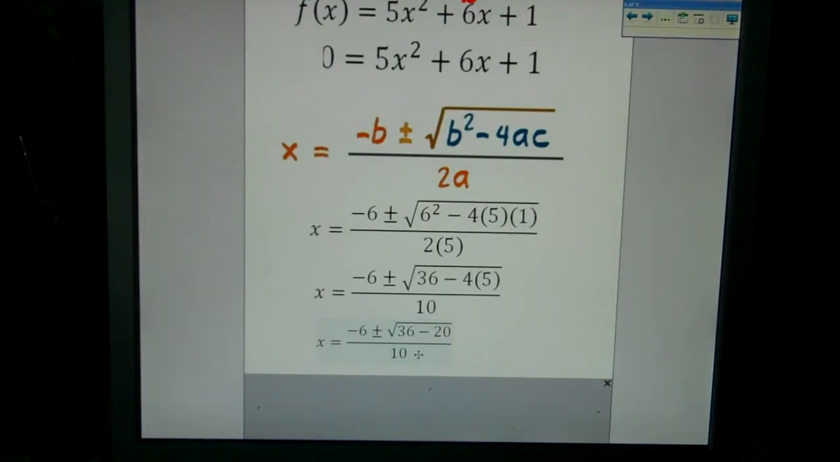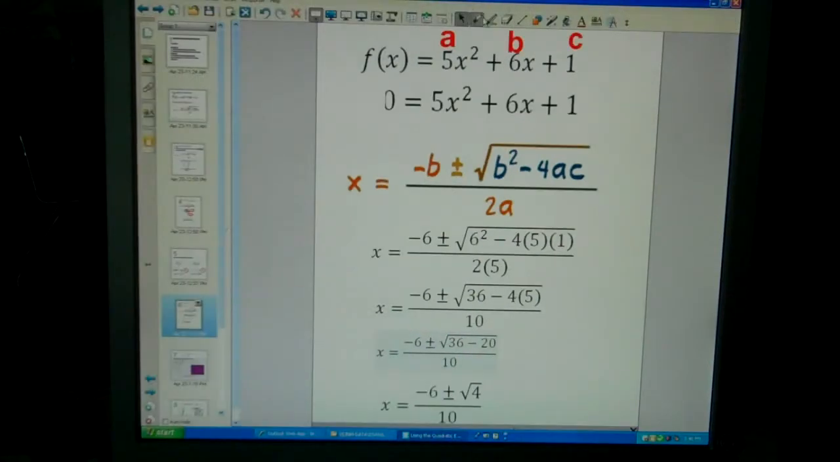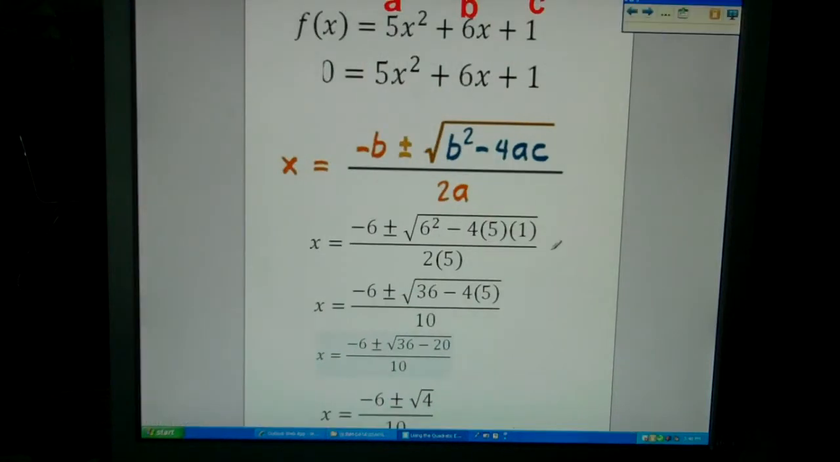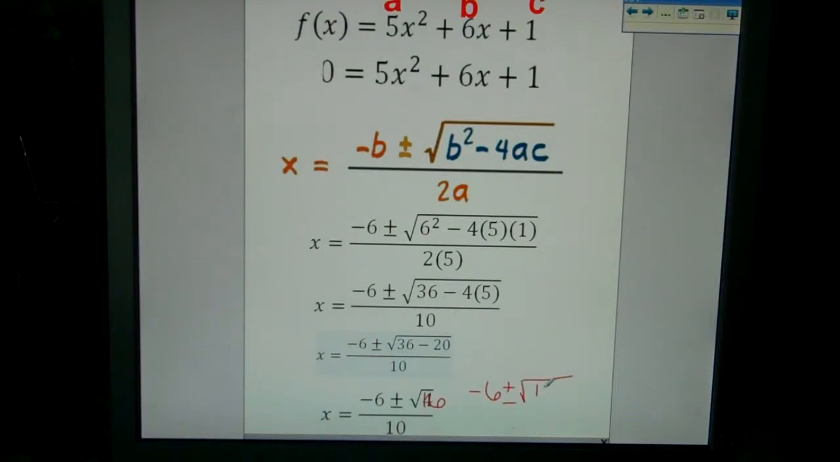Who can be cleaned up now? Underneath the radical. 36 minus 20, which is, oh, bugger. Let me get my pen. I don't think this mistake is too bad. Let's see. Oh, no, it's good. No, it's not. 36 minus 20 is 16. So the square root of 16, which is going to give us 4. Dagnabbit. Negative 6 plus or minus the square root of 16 all over 10.